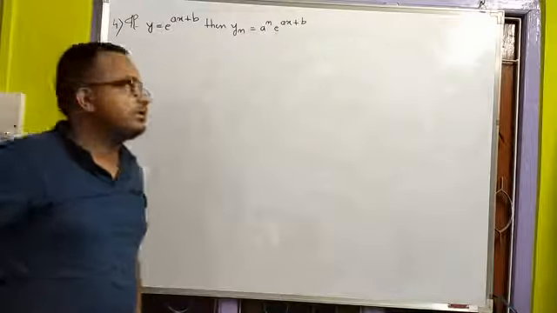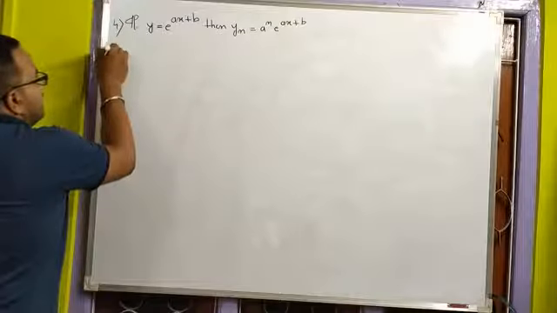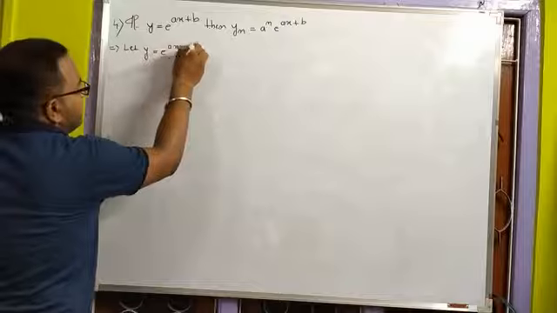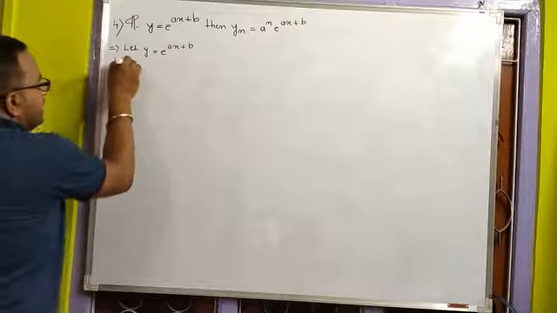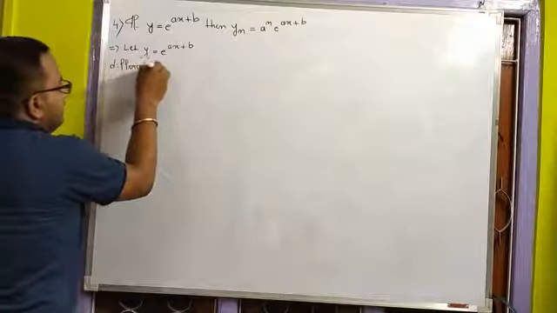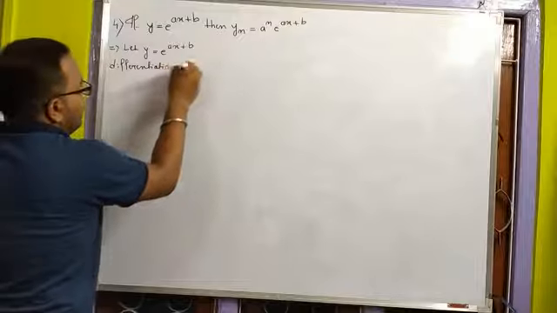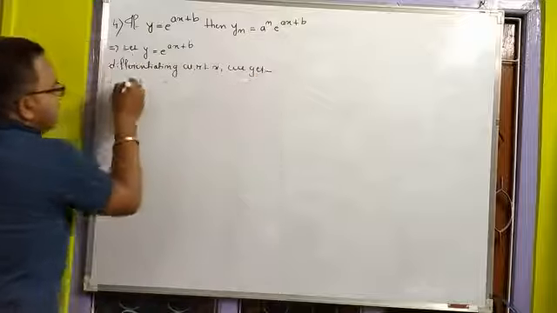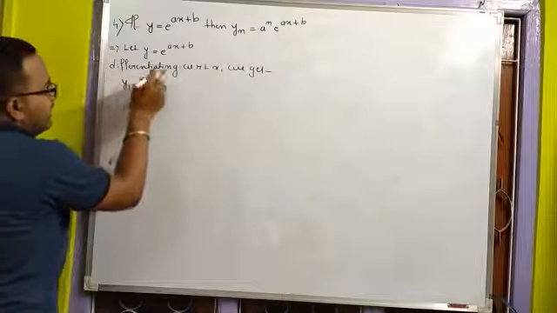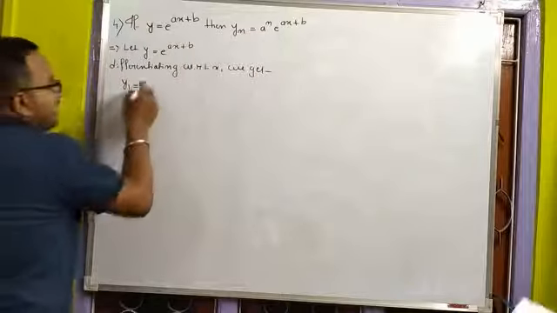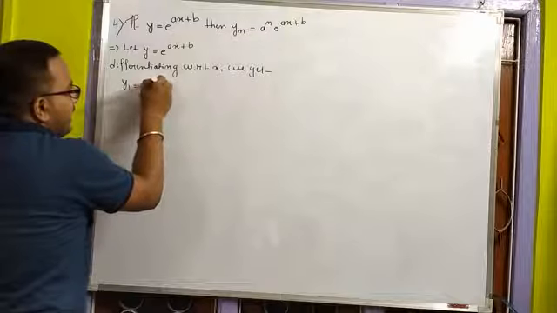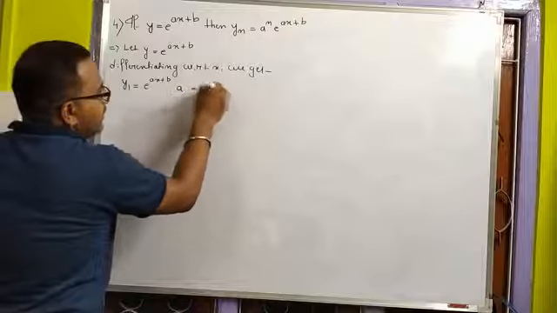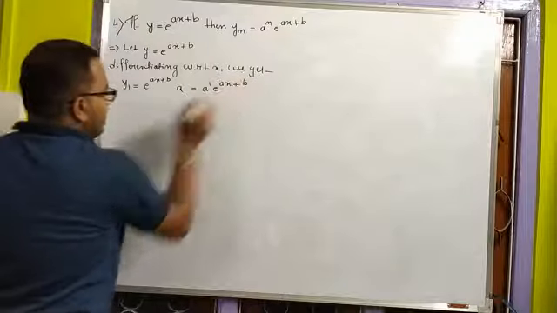Next, number 4. So let us solve it. Given is that y equals e to the power ax plus b. Okay. Now differentiating with respect to x, we get y1. Now the derivative of e to the power mx is e to the power mx into the derivative of this, so it is a, so it can be written as a to the power 1 e to the power ax plus b.